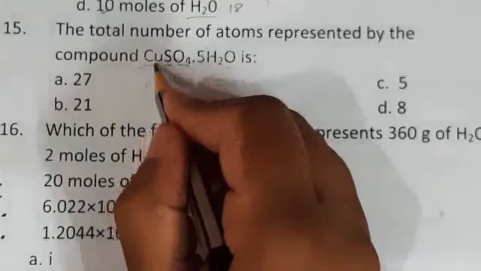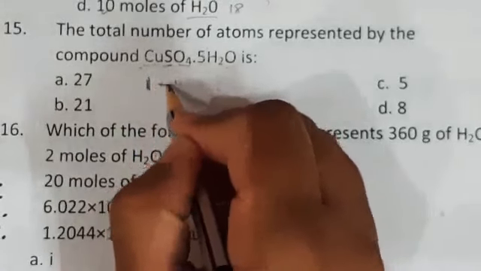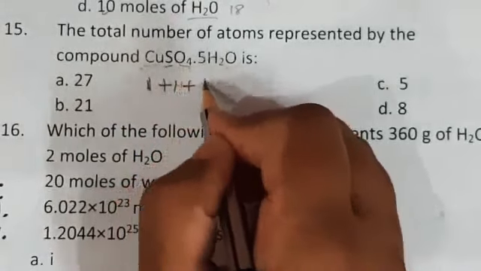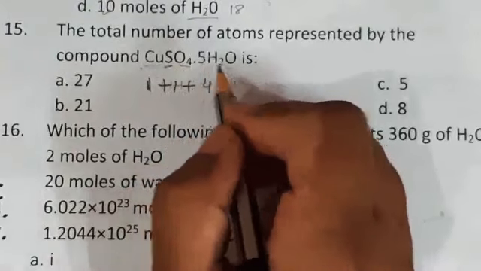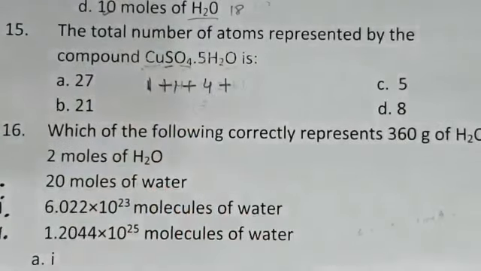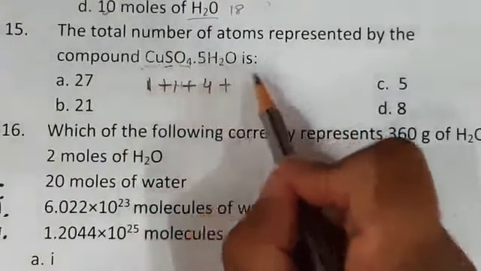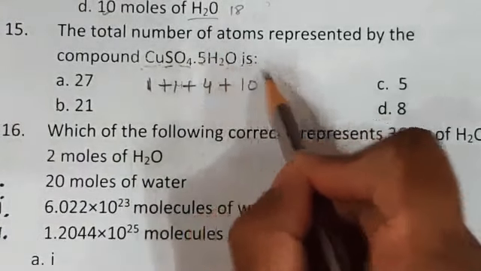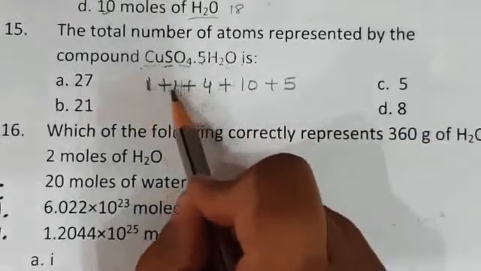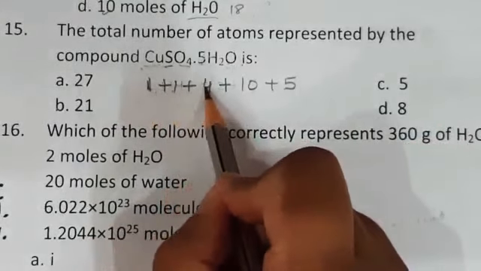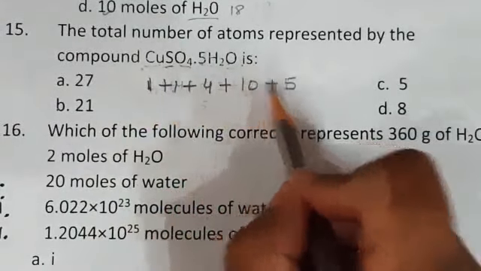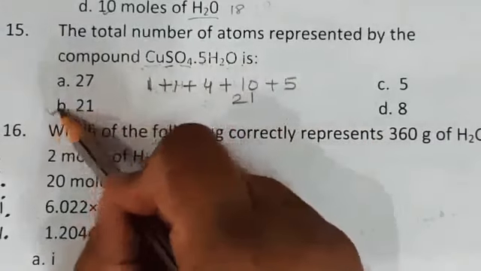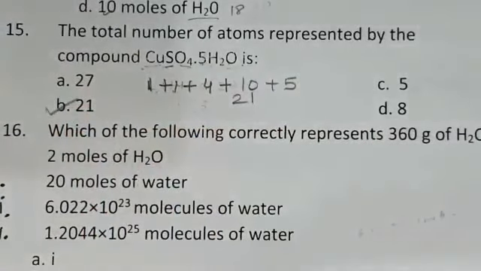For Cu, 1, sulfur 1, oxygen 4, plus 5 times water. Means hydrogen it will be 5 times 2, 10. Plus for oxygen it will be 5 times 1, 5. So the answer is 21.